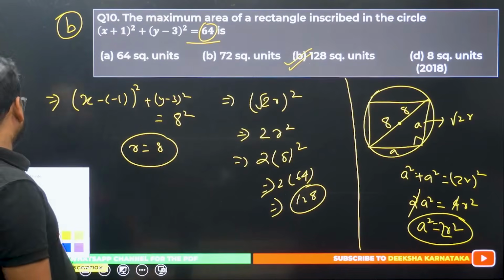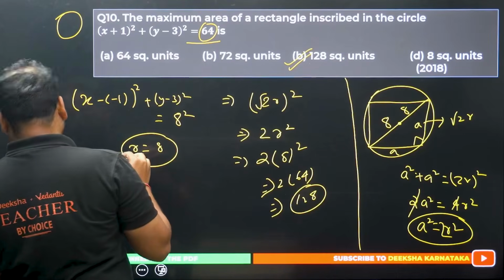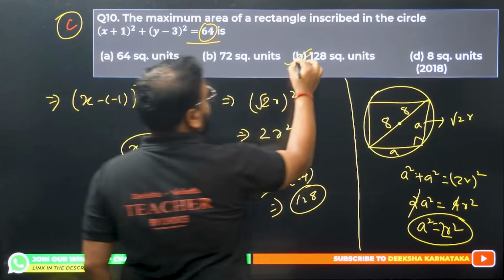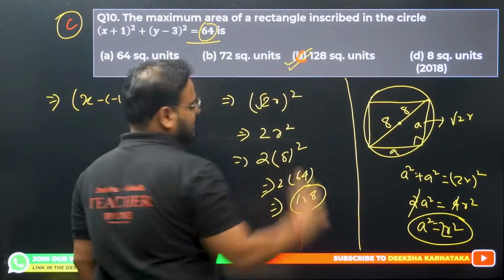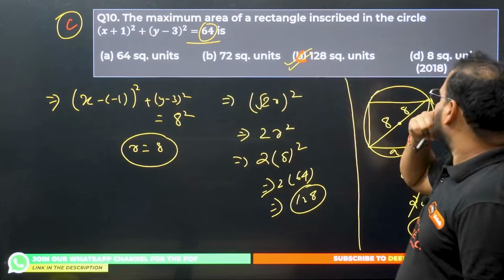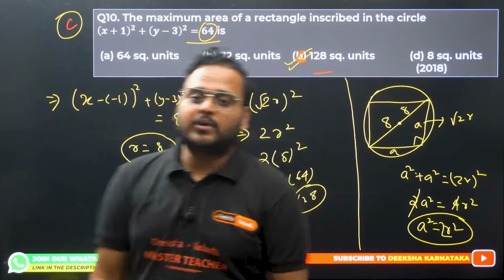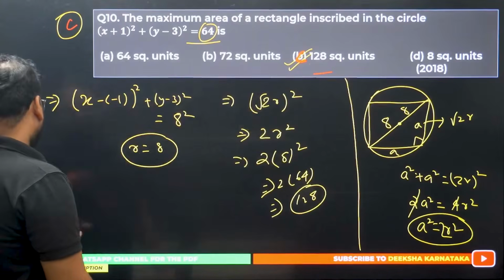There's a mistake, guys. This is option number C, right? I wrote this as B. This is option number C. Please check. A, B, C, D, right? So this is 128. Option number C is correct. Question number 10 is done. Question number 11 now.